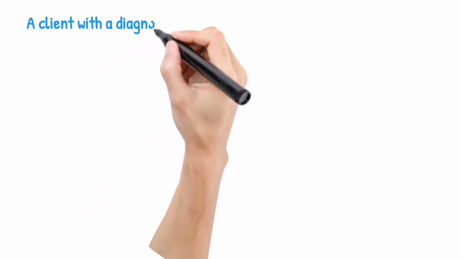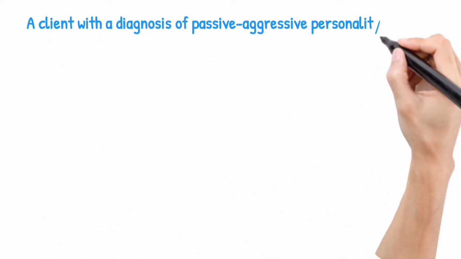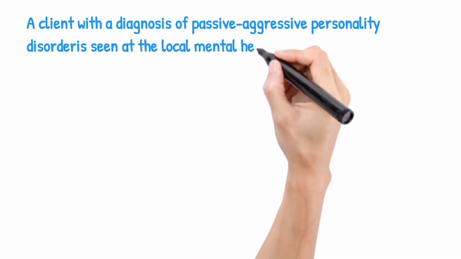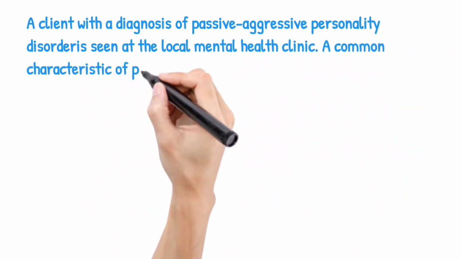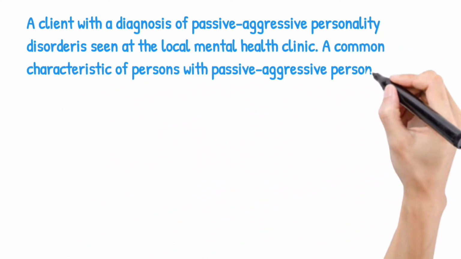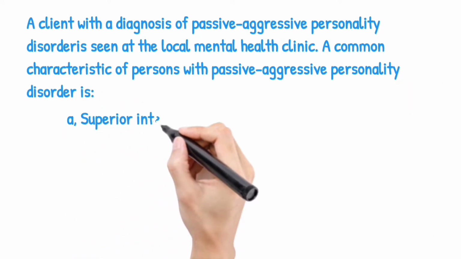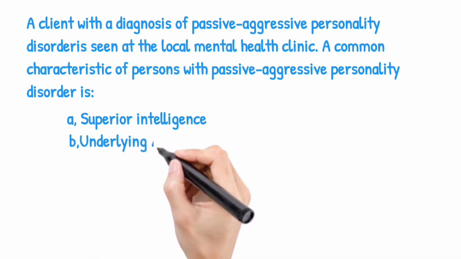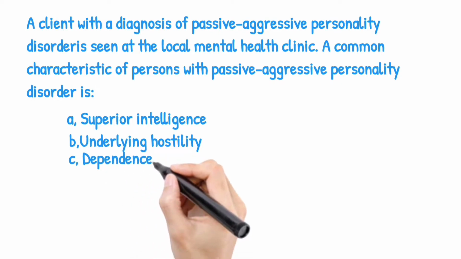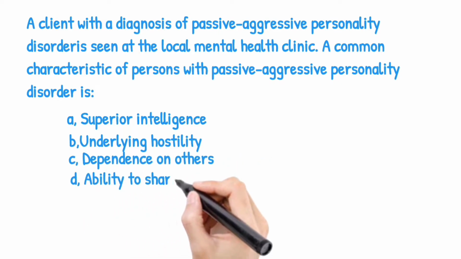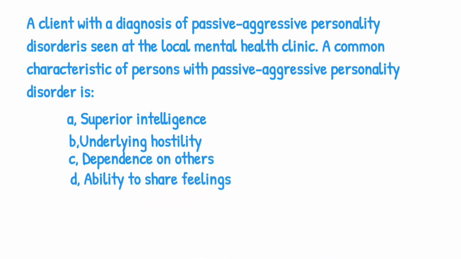A client with a diagnosis of passive-aggressive personality disorder is seen at the local mental health clinic. A common characteristic of persons with passive-aggressive personality disorder is: the options are A. Superior intelligence, B. Underlying hostility, C. Dependence on others, D. Ability to share feelings. The answer is option B. Underlying hostility.